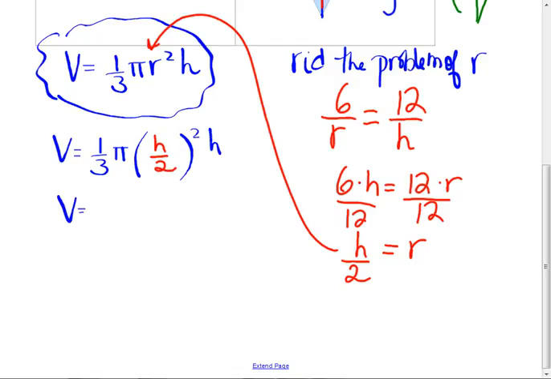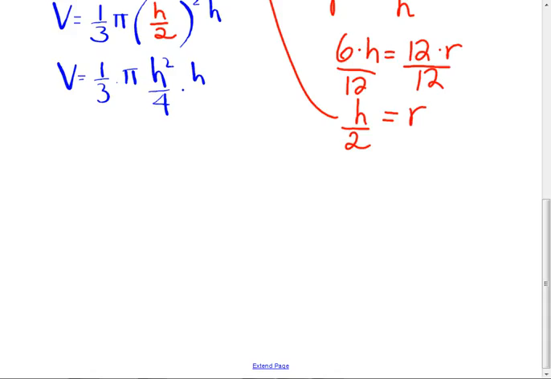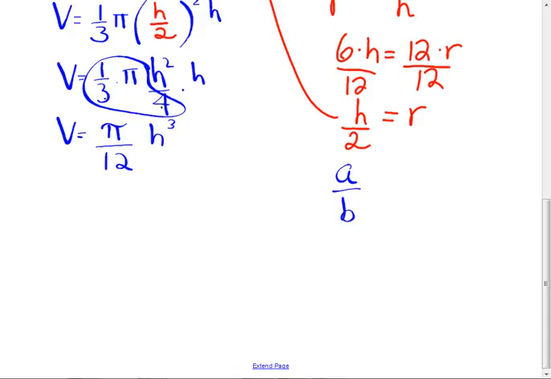So volume equals 1/3 times pi. What is h over 2 squared? H squared over 4 times h. Can you simplify that even more? So I get pi. How about the numbers? 3 times 4 gives you what? 12 h cubed. Now it's a lot easier. I just multiplied all these together. 3 and 4 in the denominator. So if you have A over B times C over D, you get AC over BD.